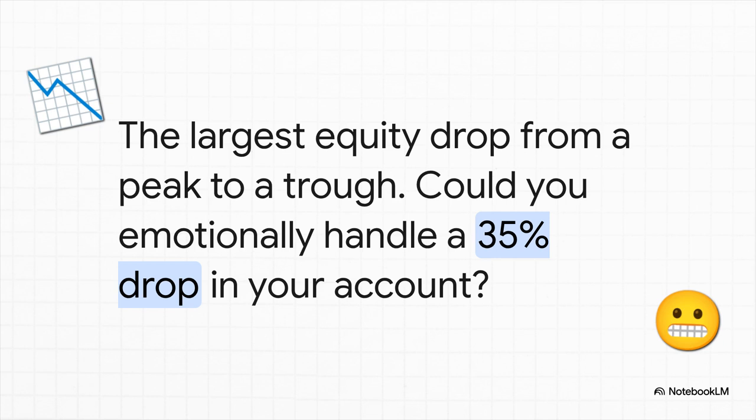So, if your backtest shows a 35% drawdown, you have to ask yourself honestly, could I really stick to the plan while my account is down by more than a third? This number tells you how much psychological pain the strategy is going to put you through.